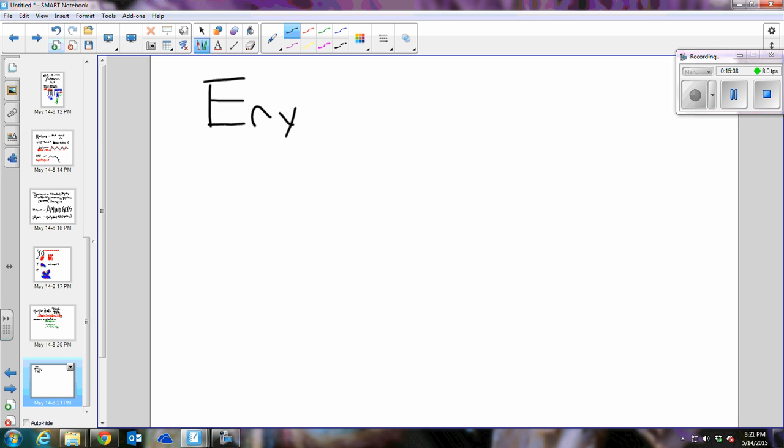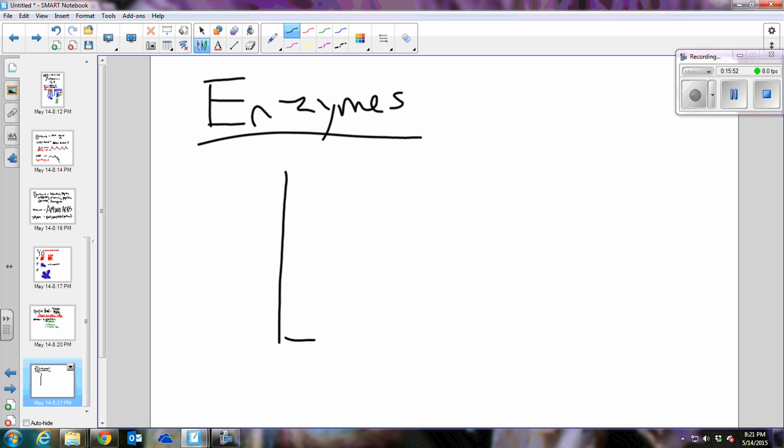Enzymes are biological catalysts. What is a catalyst? A catalyst speeds up chemical reactions. Well, how do they do that? Well, a chemical reaction has a particular energy called an energy of activation. And this energy of activation is just the energy that is required to do the reaction.